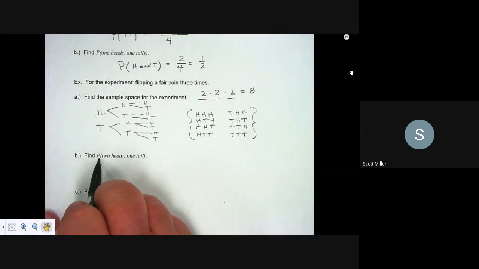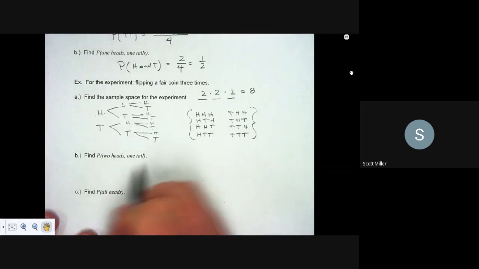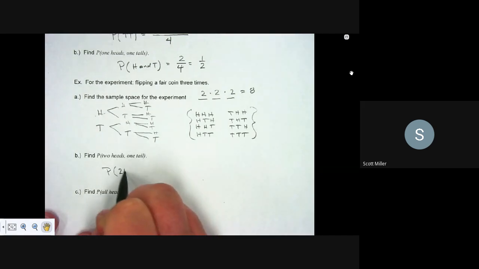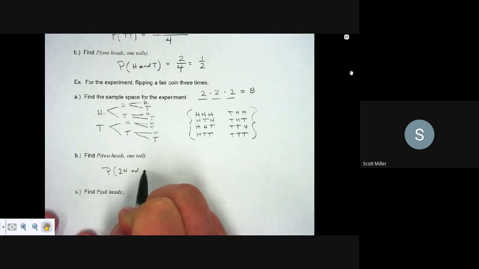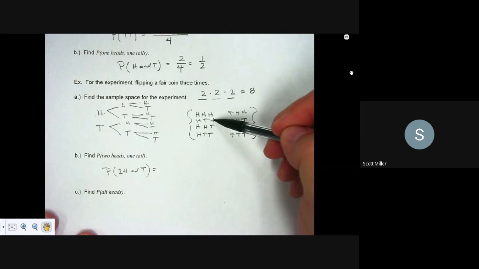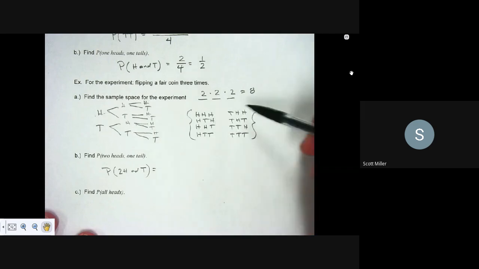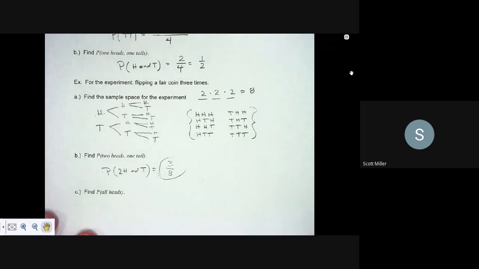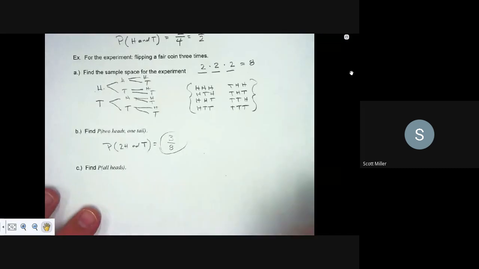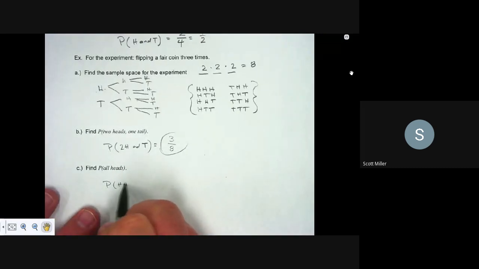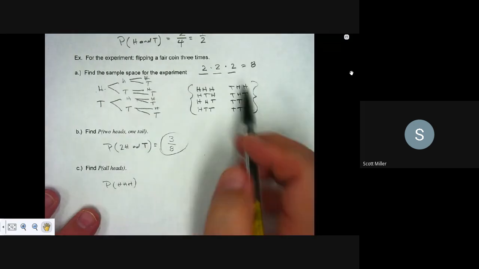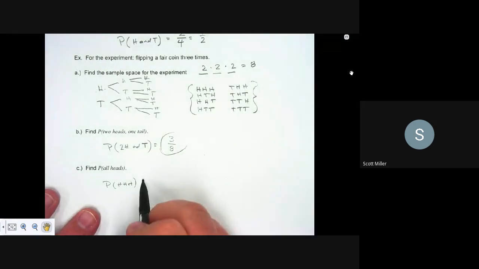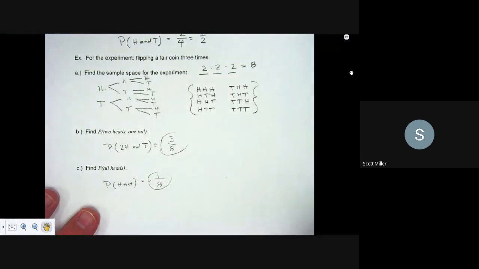What is the probability that I will get 2 heads and 1 tail? Probability of 2 heads and 1 tail. Well, we look over here. 2 heads and 1 tail. That's 1. That's 2. That's 3. That's it. I have 3 out of 8. What's the probability that I have all heads? There's only one of those out of the 8. And that's how probability works.